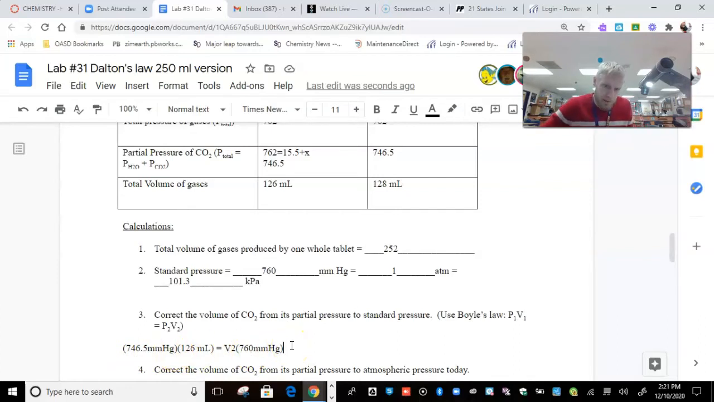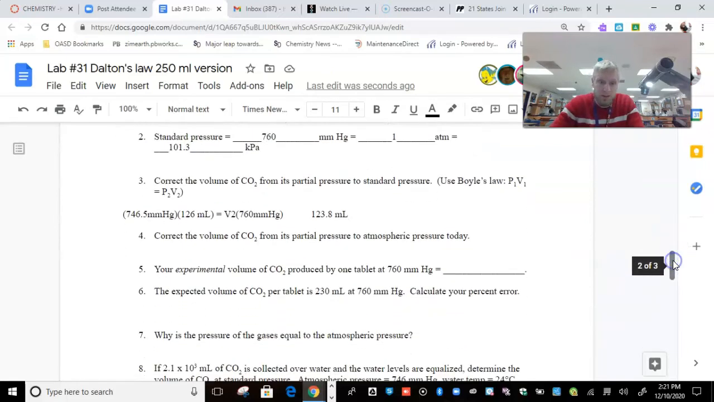Okay, 746.5 times 126 divided by 760. That's giving me about 123.8, and we're talking about milliliters because it's volume. So that's my volume under standard conditions, a little bit less than it was under my partial pressure conditions.